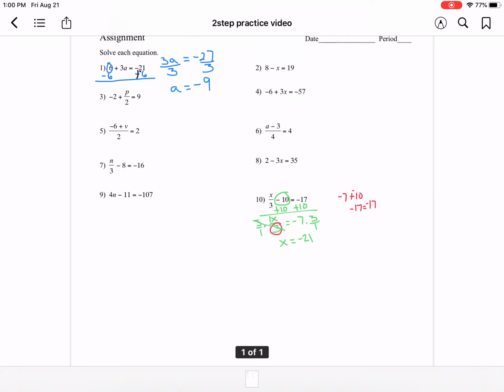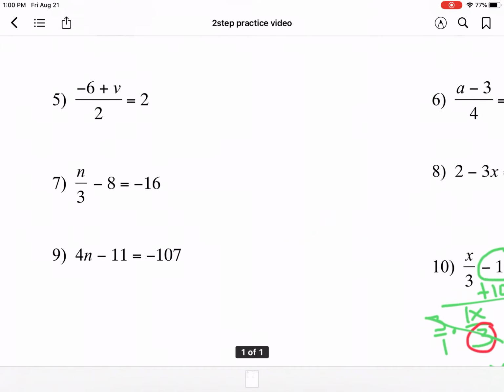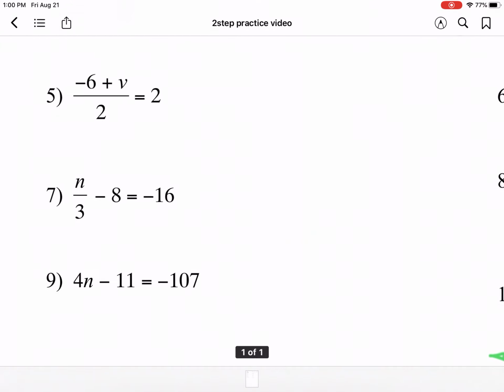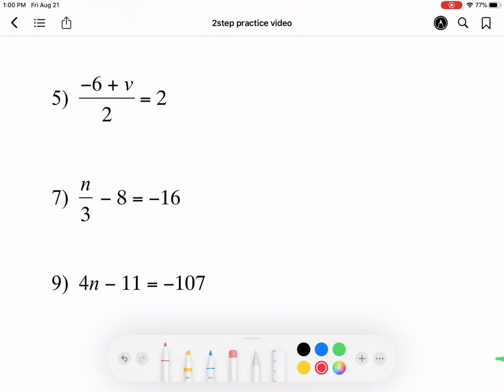Okay. And the last one that I'm going to show you is number 5. Okay, number 5 looks a little bit different, but it's nothing to be fearful of. Okay, number 5 says negative 6 plus v divided by 2 is equal to 2. Okay, still we have two steps. Move the constant, move the coefficient. Okay, some of you may have seen this a little bit differently, but I think the easiest way to do this is just what we're going to do.